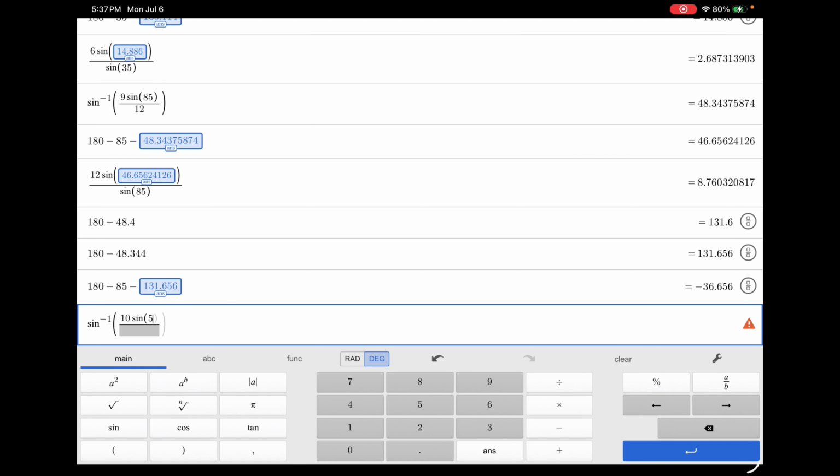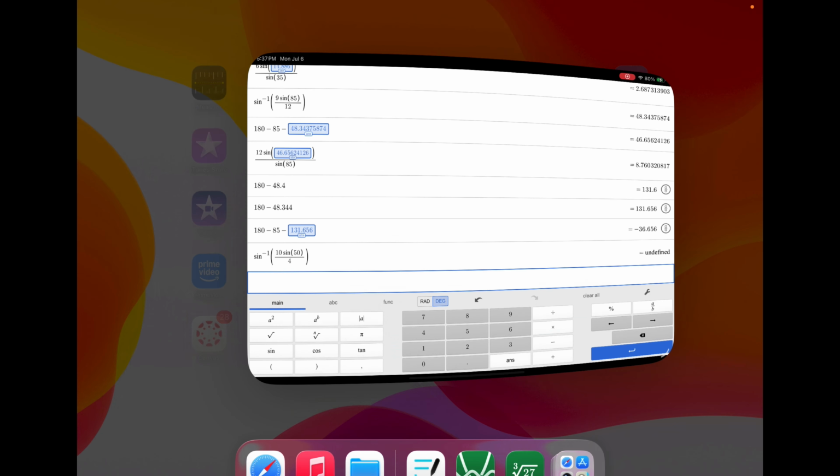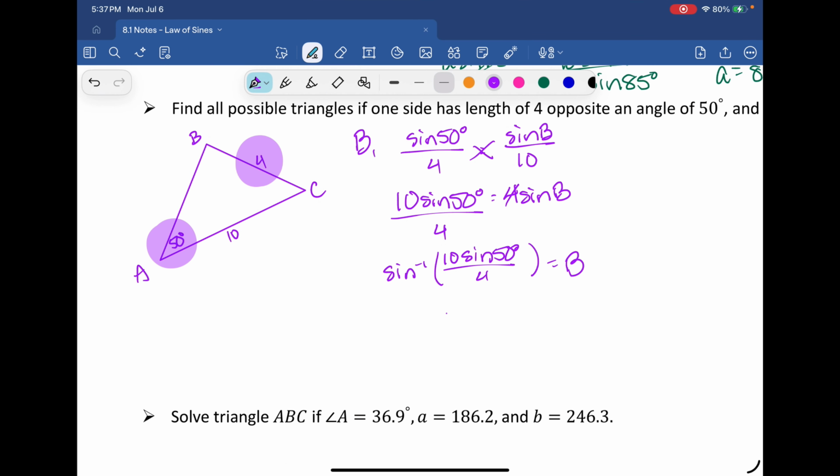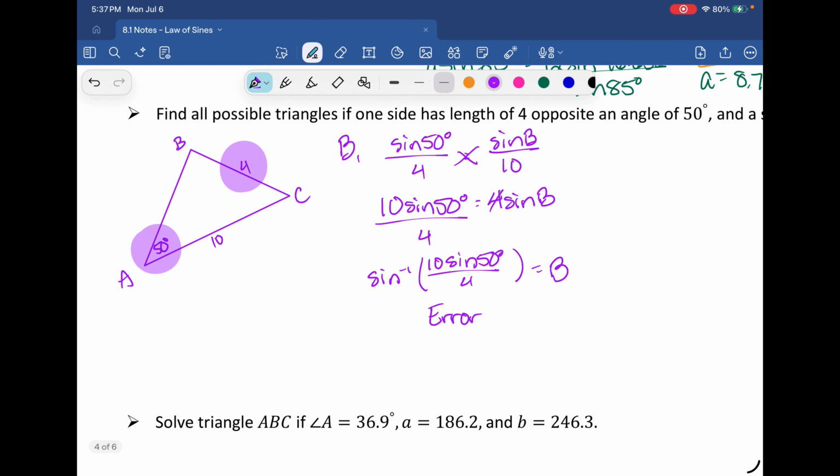Sine 50 over 4. And you can see that it says undefined. You're going to get an error. When you see that, this means there's no such triangle. And here's why.